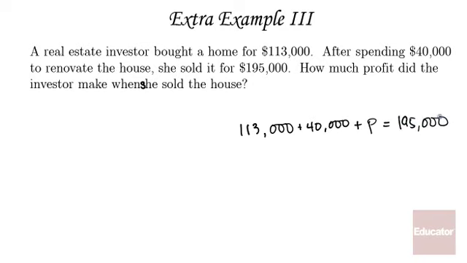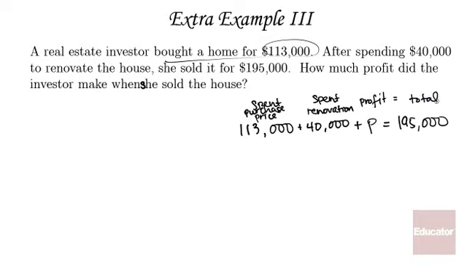So we've created a part to whole model. Part of the money was how much she spent for it when she bought it. Part of the money was how much she spent on renovations. We'll call that spent on purchase price. And then this is spent on renovation. And then part is what she gets for profit. And that'll equal the entire price.